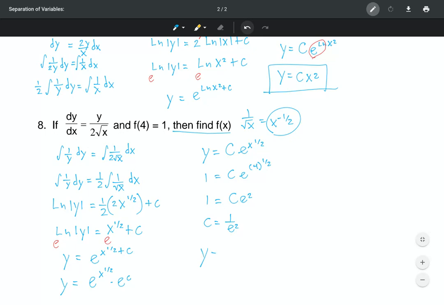So when I do that, I should get e to the power of x to the 1/2 over e squared, which you could also write as e to the x to the 1/2 minus 2 by the rules of exponentials, right? When I divide, I can subtract the powers. All right, guys, that's pretty much it. I hope that helped. And if you have any questions, please contact me.